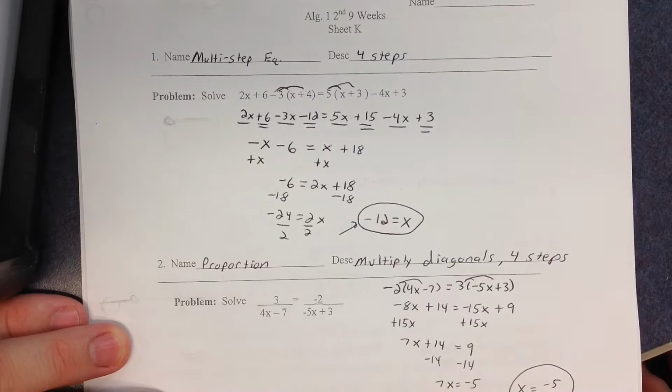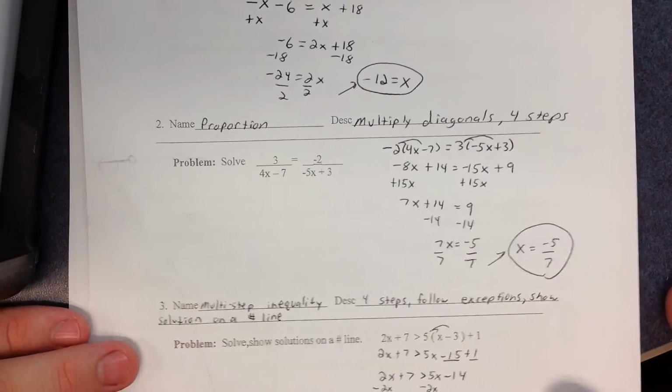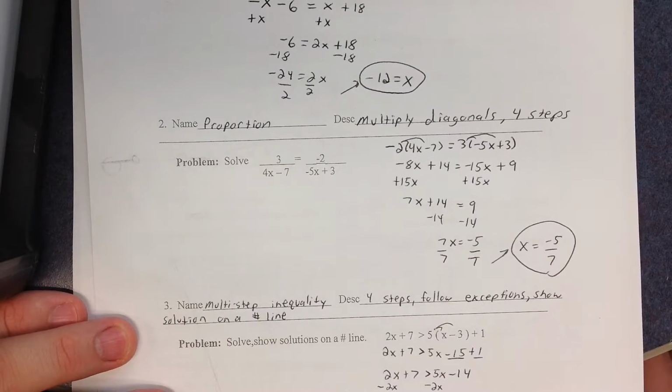But most of you, if you're making a mistake, it's with that combining like term step on the left side and then the right side. Number 2, still a proportion. Multiply diagonals, 4 steps. Again, most of you are doing fine on distributing and even picking on the smaller variable.